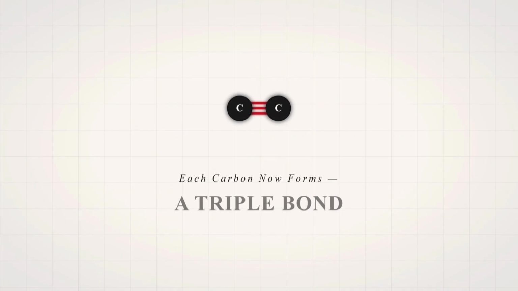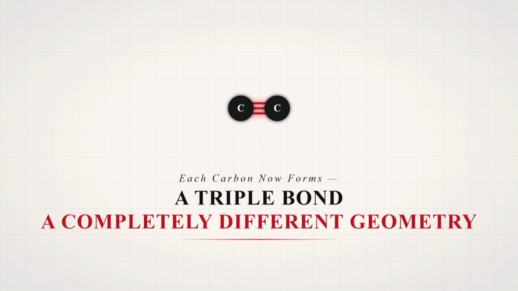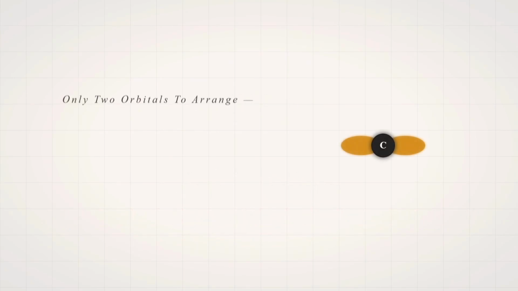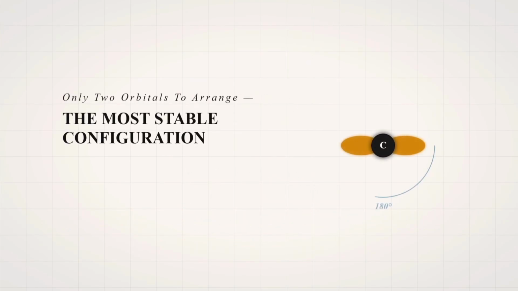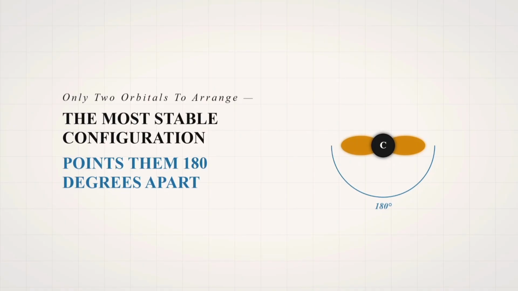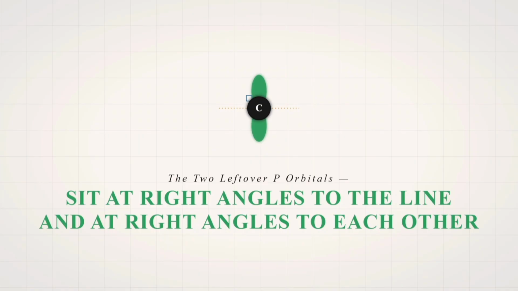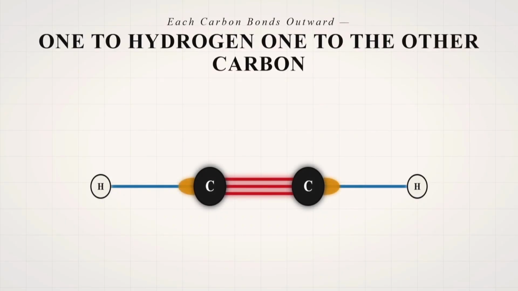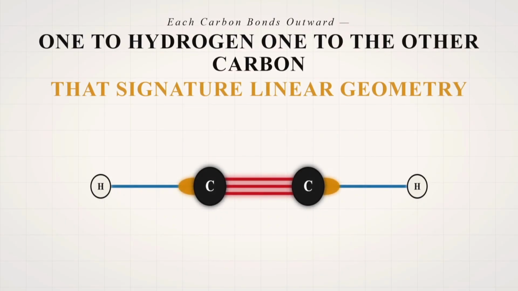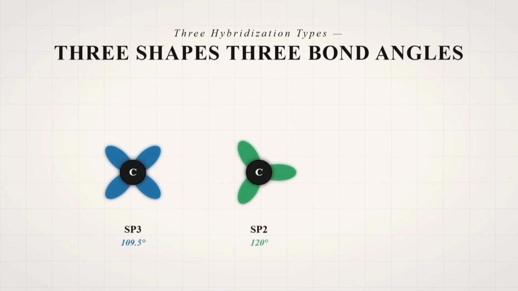Each carbon is involved in a triple bond, and now the geometry is completely different. With only two hybrid orbitals to arrange, the most stable configuration is to point them in exactly opposite directions. A perfectly straight line, 180 degrees apart. The two leftover p orbitals sit at right angles to that line, and at right angles to each other. Each carbon uses its two sp orbitals to bond outward, one to hydrogen, one to the other carbon, creating that signature linear geometry. So we've got three hybridization types, three shapes, three bond angles.